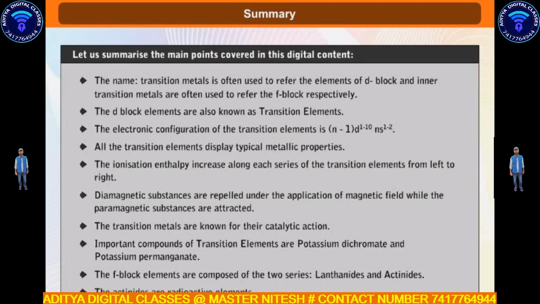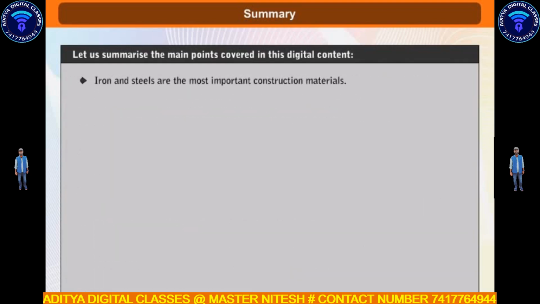The actinides are radioactive elements. Iron and steels are the most important construction materials. Haber process uses iron catalysts for the production of ammonia.